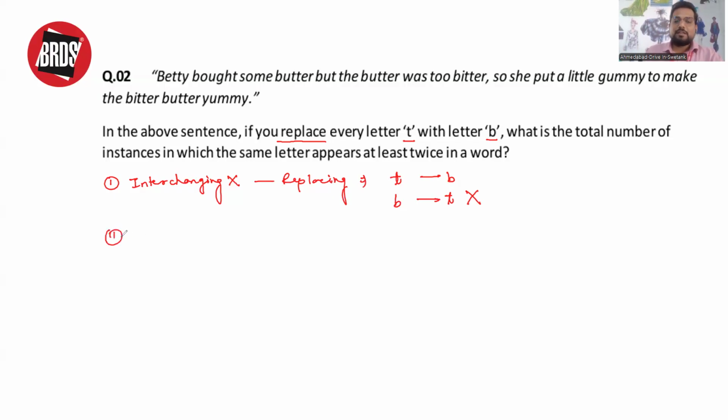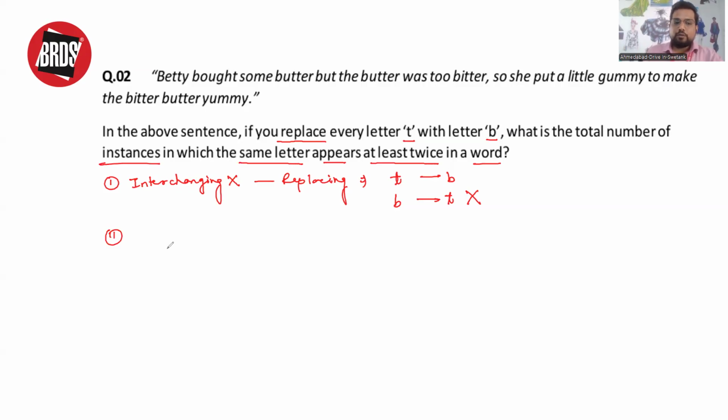The very second mistake is related to understanding the question part, which is saying, what is the total number of instances in which the same letter appears at least twice in a word? They haven't said that you have to count only the repetition of T or B. Any instance of any letter appearing at least twice in a word would be counted.